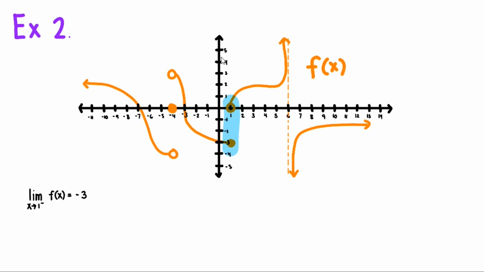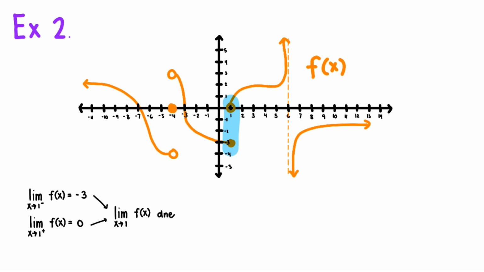For the right side, it's represented by this one out here. Clearly, the y value out here is 0. So we know that the limit of f of x as x approaches 1 from the right is 0. Since these two are not equal, we say that the limit of f of x as x approaches 1 does not exist. So I hope you got this one correctly.